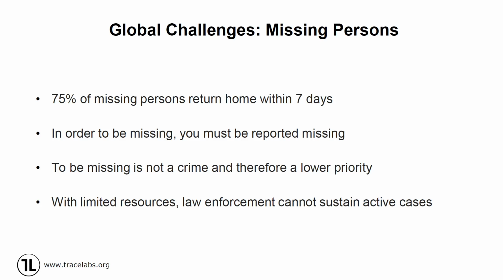First off, 75% of missing persons return home within 7 days. That means that 25% of them aren't returned home within that 1 week period. Now, in order to become missing, you must be reported missing, meaning a friend or family member has to file a missing persons report. And also, to be missing is not a crime, and therefore this typically becomes lower priority within police departments. And with limited resources, law enforcement cannot sustain all their active cases and give them all of the priority and urgency that they need.